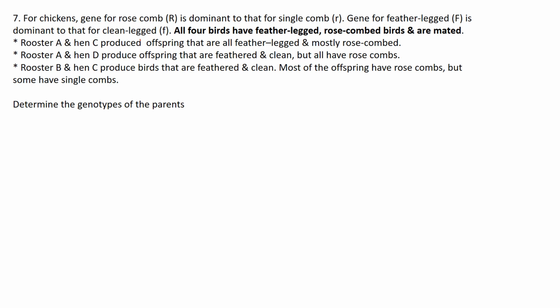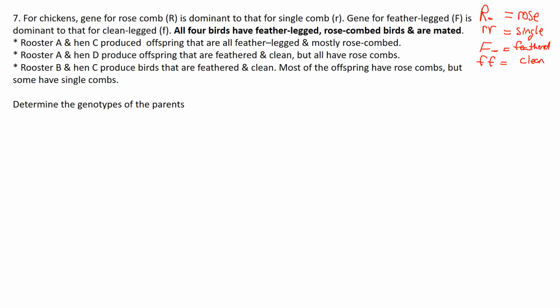There's no weird interaction going on here. So it's saying gene for rose, capital R, as long as I have a capital R, it's going to be a rose. If I have two little r's, that's going to be a single. Now it's saying gene for feathered leg, capital F, doesn't matter what the other allele is, it's going to be feathered. And it is dominant to clean legs, so if I have clean legs with no feathers on them, it's going to be little f's. And that's going to be clean.